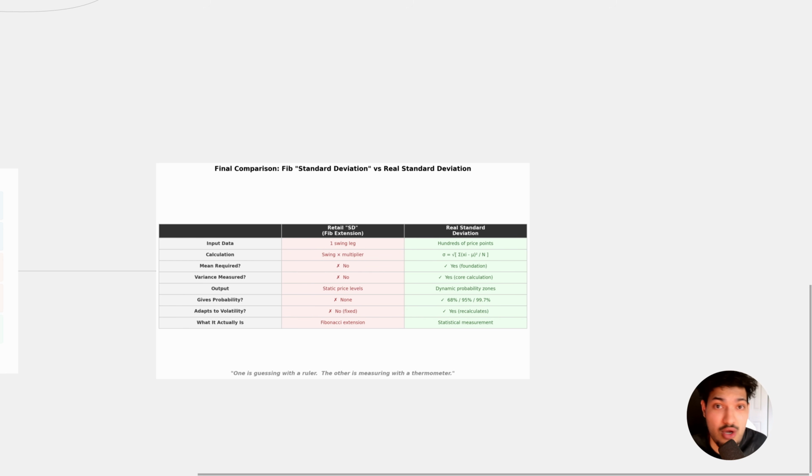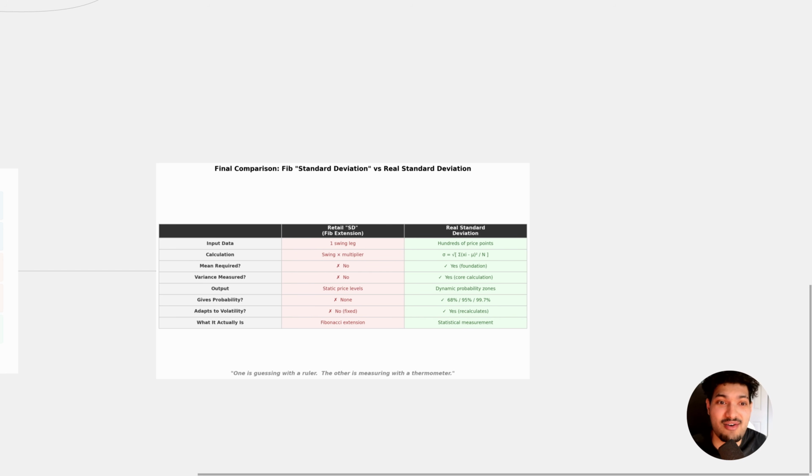It's a fib extension, and there's no statistical understanding or means of understanding the probabilities behind that, right? But they still call it standard deviation for some reason. On the other hand, you have something real, something that I just taught you: real math, a real standard deviation calculated from real data sets, from real price data, giving you an actual measurable probability that a move is exhausted, essentially. And it tells you not just where to look, but how likely that level is to hold, right? One is basically just guessing with a ruler, and the other is measuring with a thermometer, I'd say.